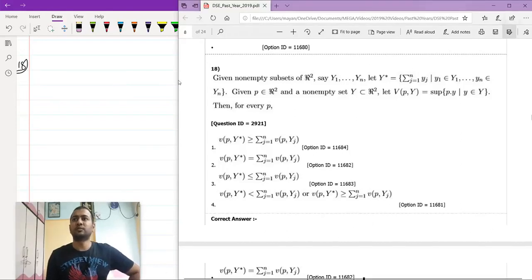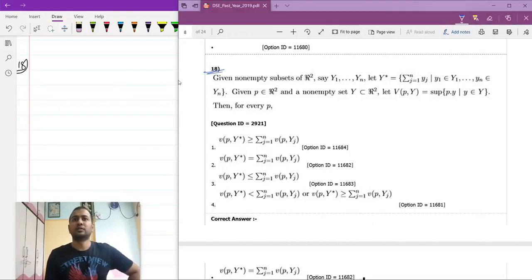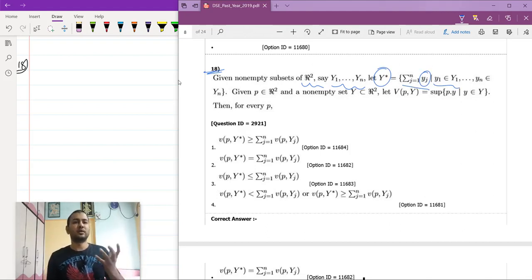Let's look at problem 18. So in 18 we have non-empty subsets of R square, say Y1 to Yn, such that Y star is the summation of elements from each of these sets Yi. Okay, so Yi are basically sets, subsets of the Cartesian plane, and you're taking one element from each of these sets.